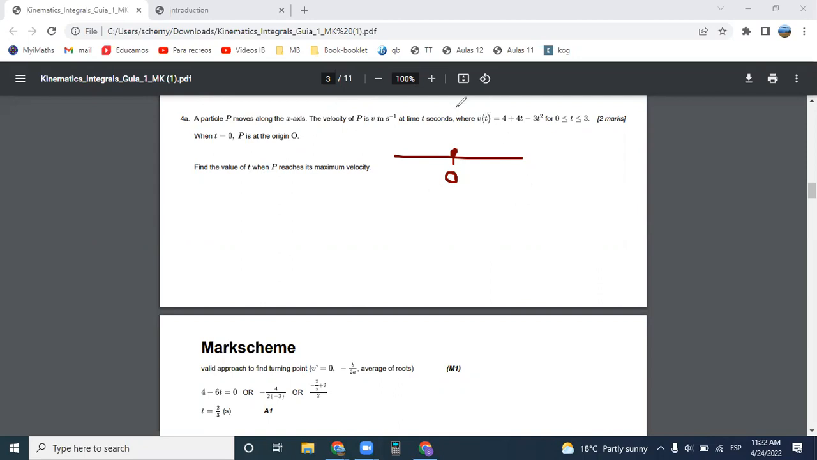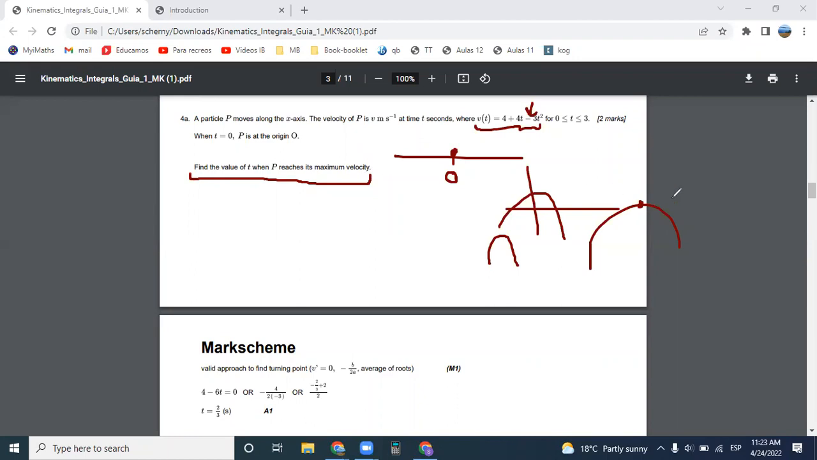Right, so we know that this is the function for the velocity. So if we understand how to graph this function, what is this? This is a quadratic function with the main coefficient -3, so negative. So this is what we generally call a sad parabola. It will be a parabola like this, concave down, so moving down, let's say, and the vertex is going to be the maximum value. So to find the value of t when P reaches its maximum velocity, since this is velocity against time, we need to find actually this vertex, okay? This is the maximum velocity.